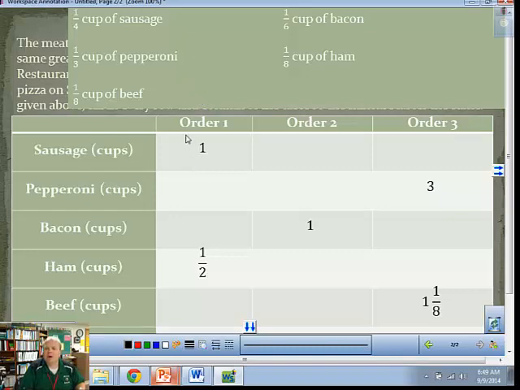So, in order 1, I want to know how many cups of meat I need to use for the first pizza. Well, if I look at sausage, it says 1/4. Well, what do I need to do to 1/4 to get me to 1? I have to multiply it by 4. So 1/4 times 4 is going to equal 1. Now let's go to pepperoni. I have 1/3 times 4. 1 times 4 is 4, 3 times 1 is 3, so I get 4/3, or 1 and 1/3.